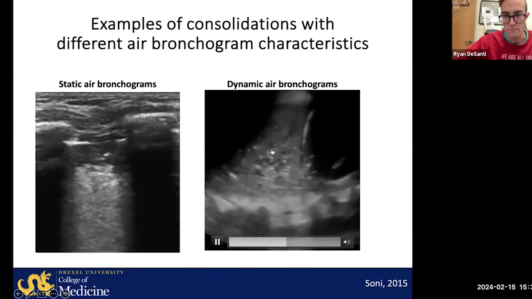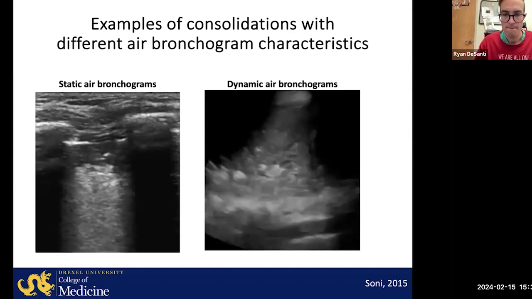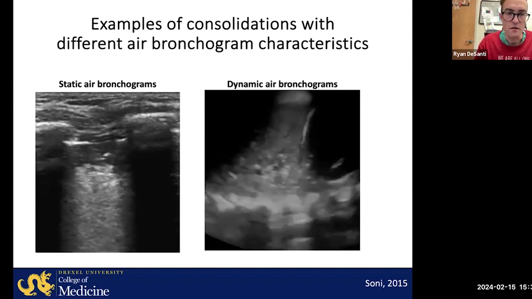And so you can see them moving this direction. And again, static air bronchograms are typically going to be caused by collapse of lung around a bronchus, whereas dynamic air bronchograms are typically going to be caused by fluid within a bronchus, which is moving with respirations.